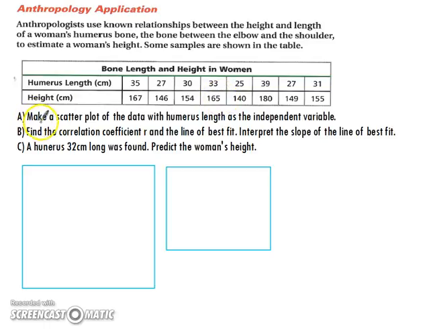So step 1, we want to make a scatter plot of the data with humerus length as the independent variable. Since humerus length is the independent, our independent variables are our x values. So x, y-axis. And now we're going to use our calculators. So there's a couple of things that one might need to do first. So let's start by hitting our y equals key.